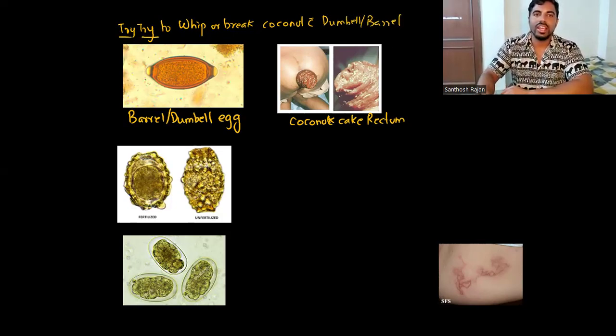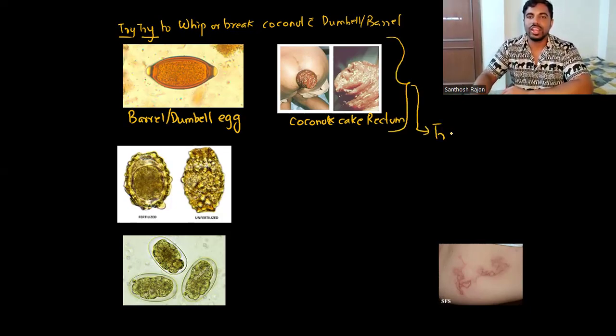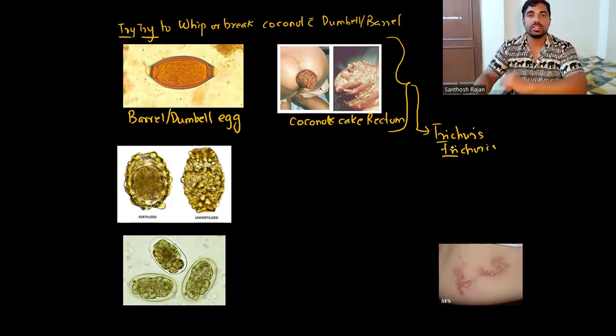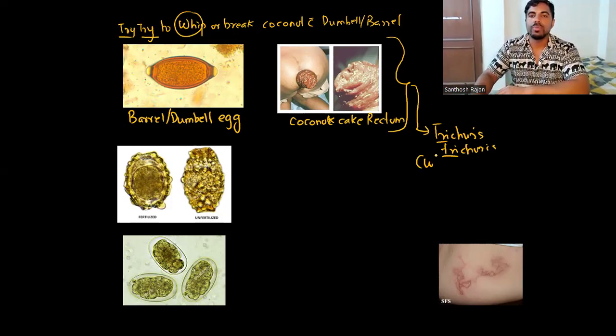Because this egg belongs to which parasite? Trichuris trichiura. Why did I say try? Because you also have Trichinella spiralis, so don't confuse with that. Both should have try. Whip, because this is also called whipworm. Trichuris trichiura, otherwise called whipworm. This question can come: a dumbbell-shaped egg is Trichuris trichiura in a wet mount of the stool, or a coconut-shaped rectum can come, because rectal prolapse you can have. So simple. You're going to get one question.